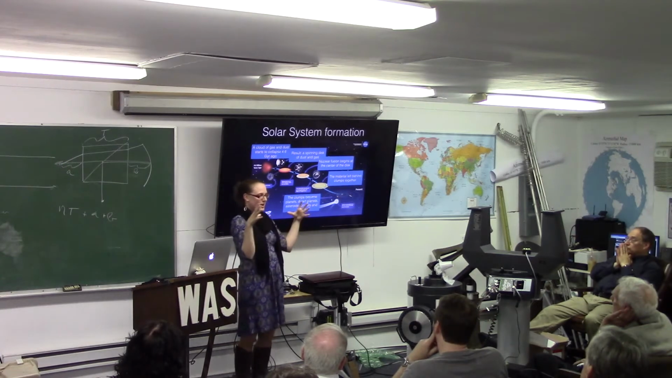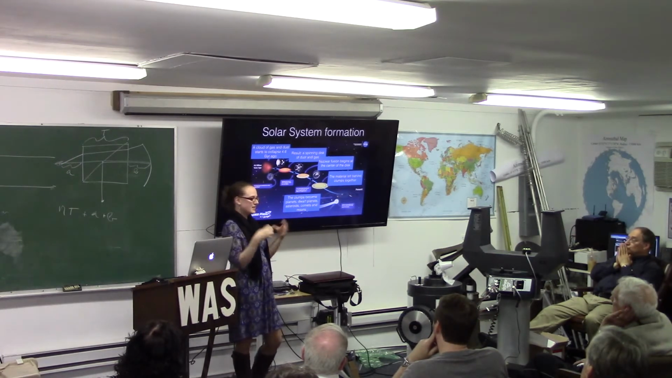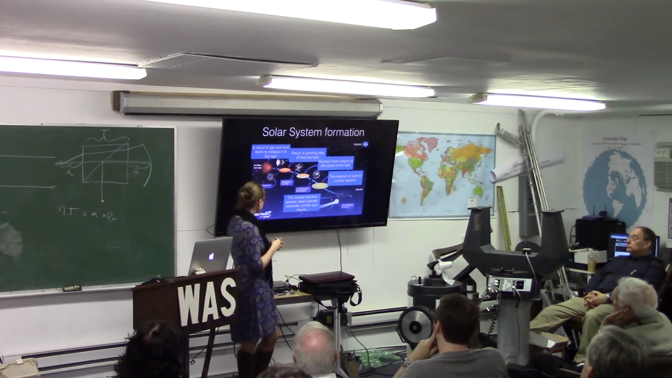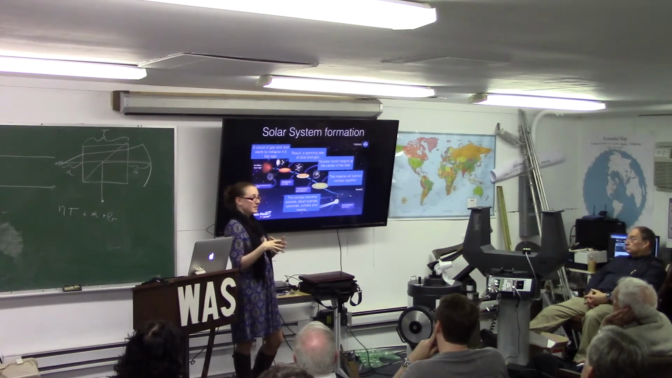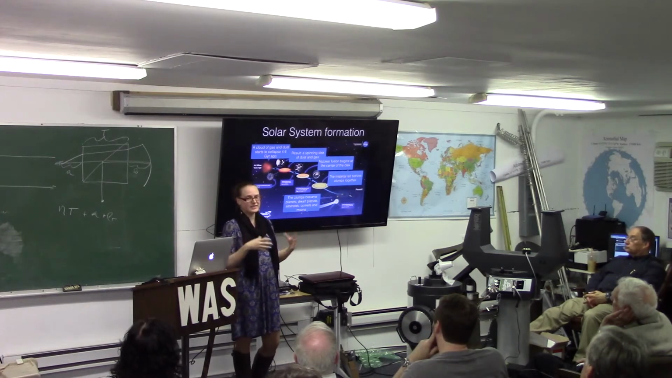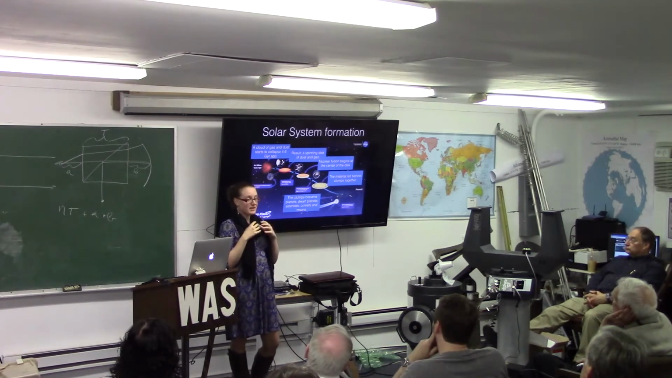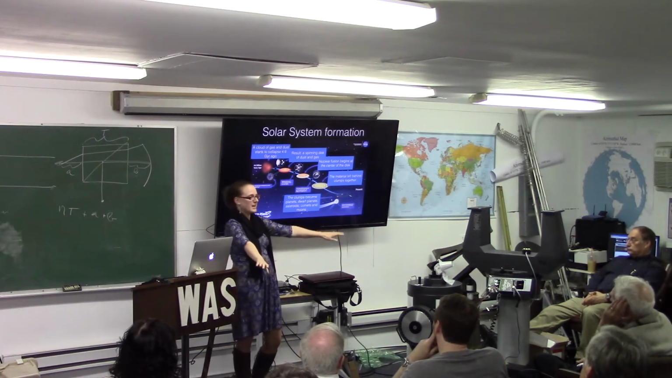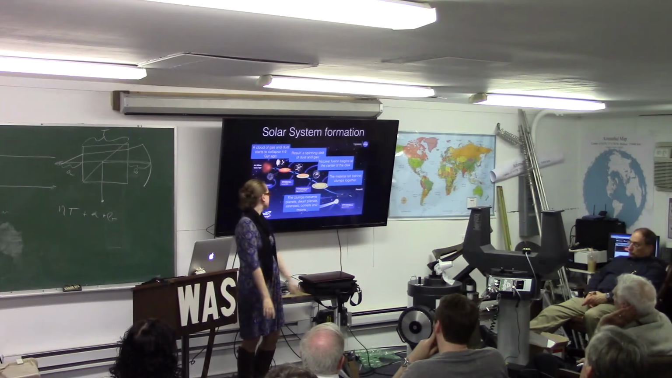So now we have a bunch of stuff in the center and a disk, and the stuff in the center continues to collapse until it gets so hot and so dense that you ignite nuclear fusion, and now you have the birth of a star, in this case our sun. Now, the sun is going to affect the disk. Radiation from the sun is eventually going to push out small material from that disk, so all of the dust and the gas. And we know we have planets and other things in our solar system, so they better form before the sun pushes out all of the material from which to make planets.